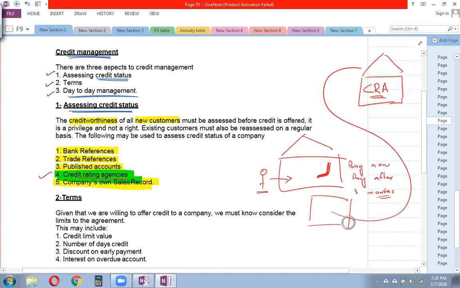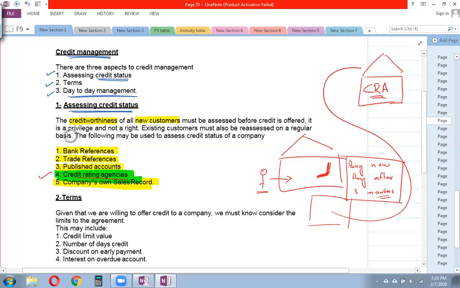So let's say the credit rating agencies don't give a very good rating to this customer. So maybe you tell this customer, okay, I cannot actually give you this deal, but there is another deal. You can buy now and pay next week. And if there is another customer with an even worse credit rating than this, maybe you can say that well, you can buy it on cash but not on credit. So, credit rating agencies.